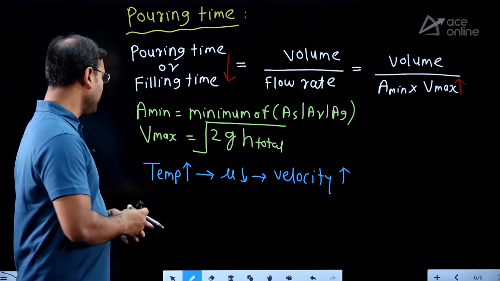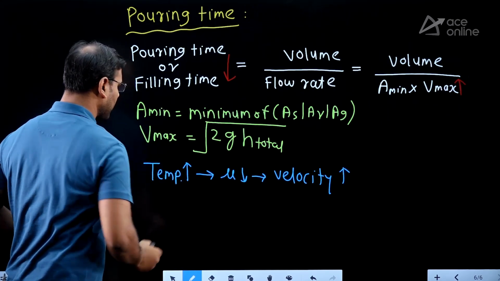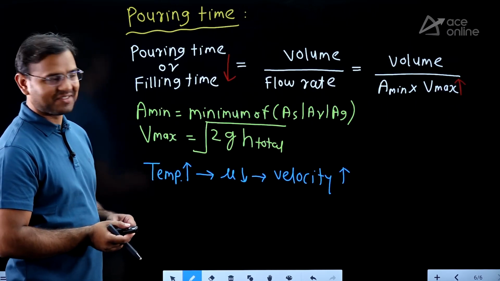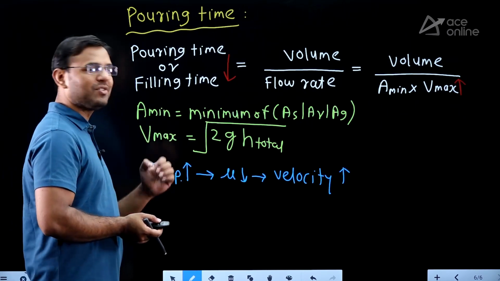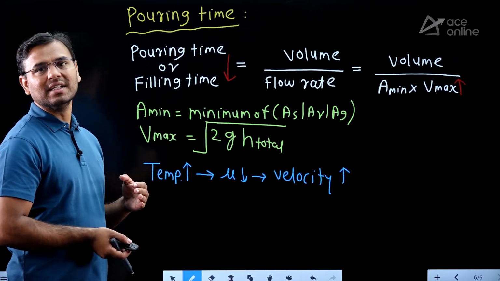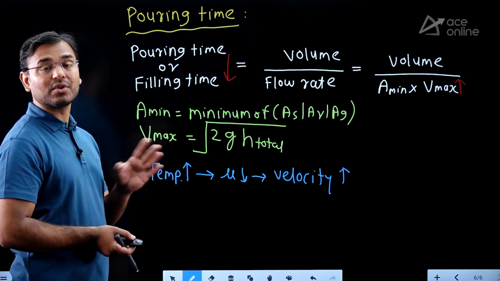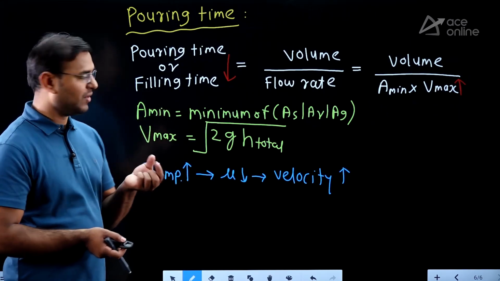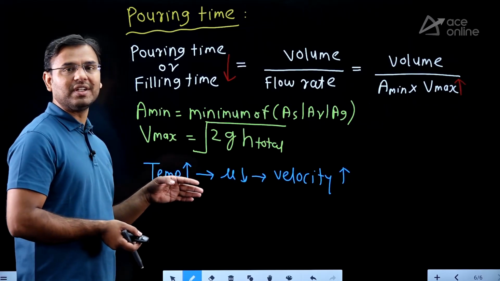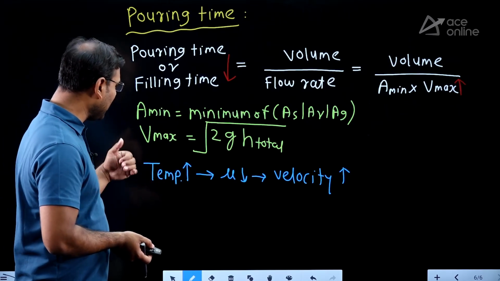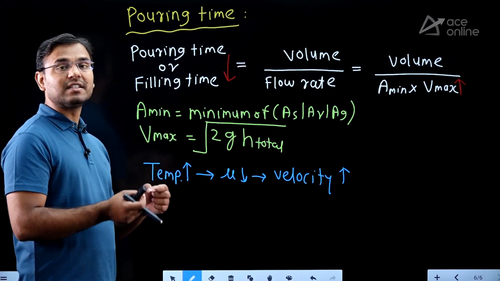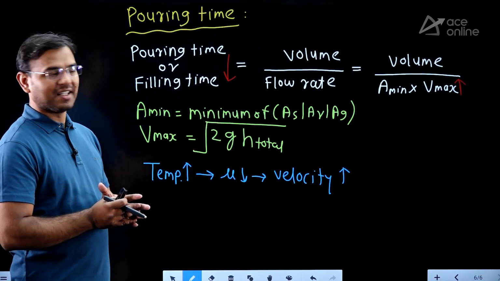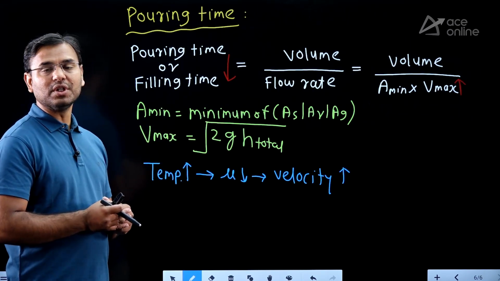Okay. If we increase the temperature of molten metal, meaning we increase the degree of superheat, then the viscosity is going to reduce. Viscosity increasing means the fluid is thicker. Viscosity reducing means it is a thinner fluid. And as the temperature increases, the distance between the molten metal molecules increases and the viscosity reduces.